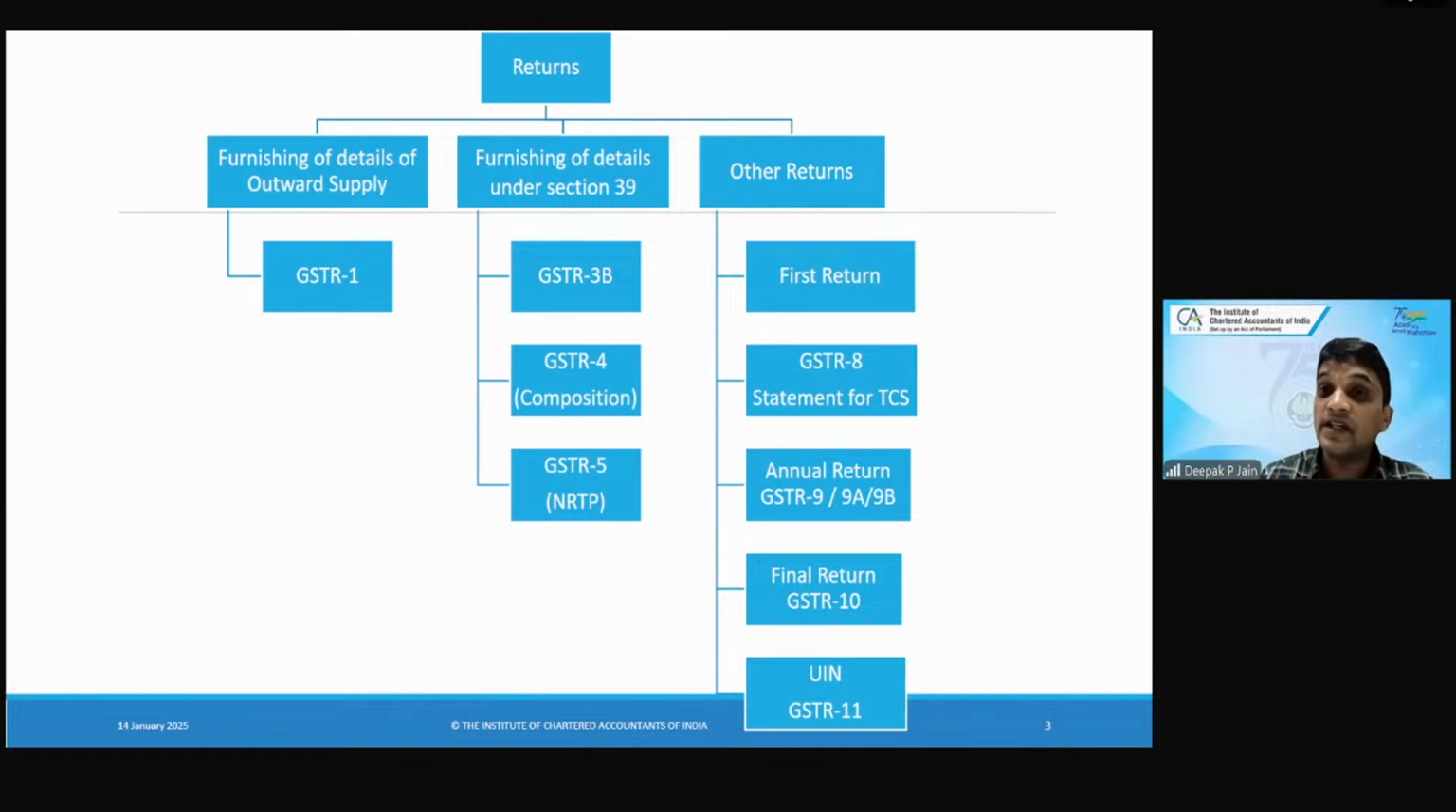But you do not need to put the reverse charge details in your GSTR 1. Don't include the details of reverse charge in your GSTR 1. Only whatever is your sales, whatever is your outward supplies, include only that in your GSTR 1. Okay. Then furnishing of details under section 39.